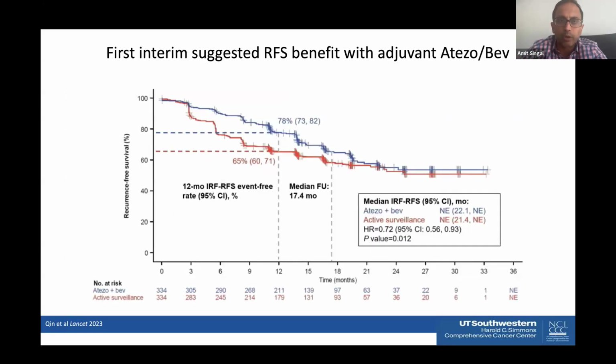Now, the interesting thing about this trial, the first interim analysis suggested a recurrence-free survival benefit. You can see here, the first interim analysis at 12 months showed a recurrence-free survival estimate of 78% versus 65%, the hazard ratio being 0.72, and this was statistically significant with an upper bound of 0.93 and a p-value of 0.01. Now, although all of these things looked promising, it is notable that the curves separated and then converged over time. In parallel, we did not see a survival benefit, not even a signal for such at the first interim analysis.